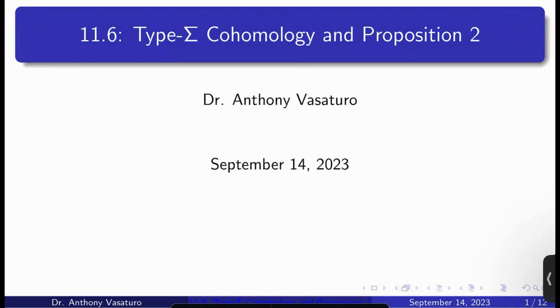So over the course of the last few videos, we have finished proving proposition 1 on our initial cohomology bounds, and we're going to continue pressing on toward the proof of the general case of R equals T by developing something that we're going to call proposition 2. For that, we're going to have to first learn a little bit about type sigma cohomology, and so we're going to start that right now.